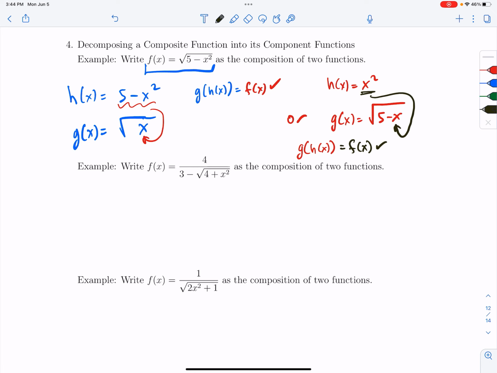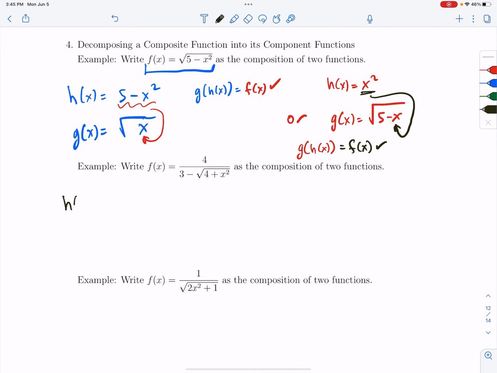Let's do these last two examples. Let's write f of x, which is equal to 4 over 3 minus the square root of 4 plus x squared, as a composition of two functions. I don't know why I did h of x and g of x in that way. They're kind of out of alphabetical order, but I guess it doesn't really matter.